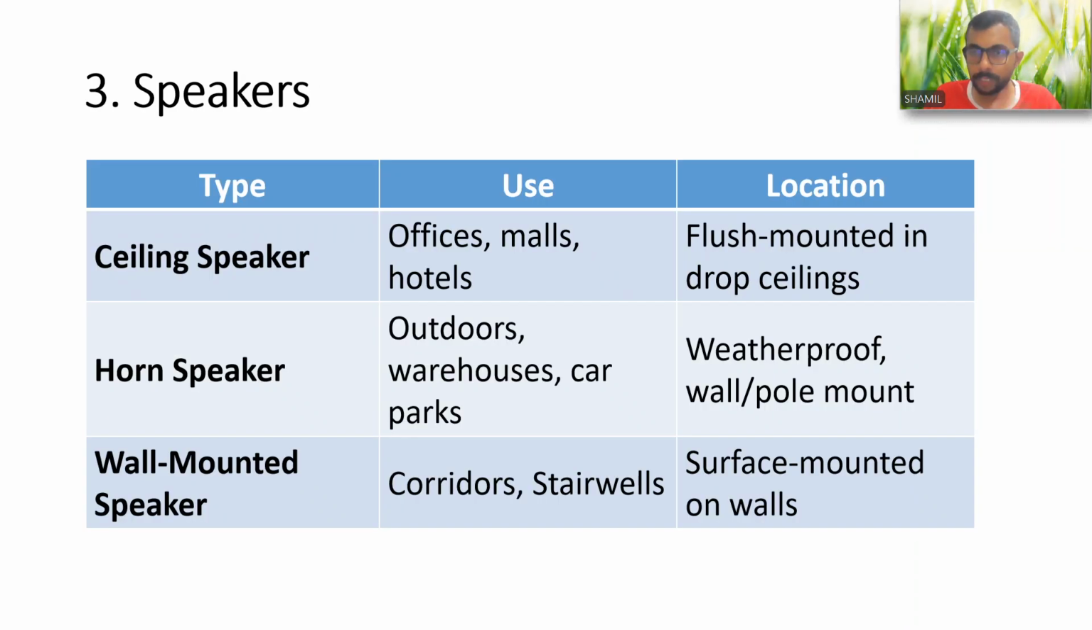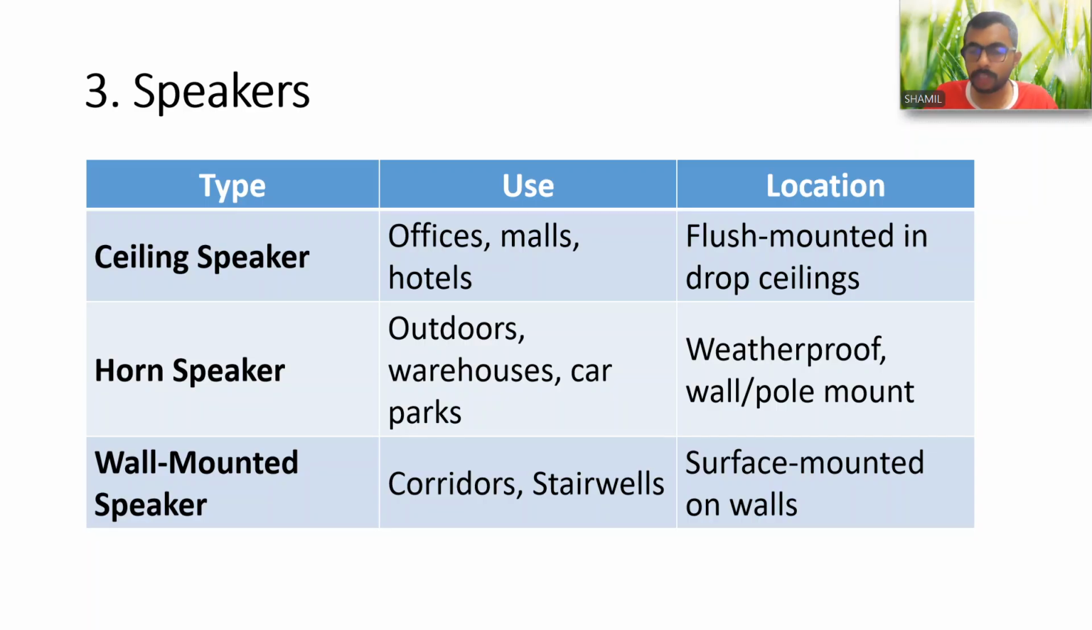The third one is speakers. You see speakers in your locality, be it residential, commercial, or anywhere. There are three types of speakers based on the location where they're installed. The first one is ceiling mounted speakers. Ceiling mounted speakers are normally installed in offices, malls, hotels, etc. They are flush mounted, and they are installed in drop-in ceilings. That's why we normally find them in ceilings.